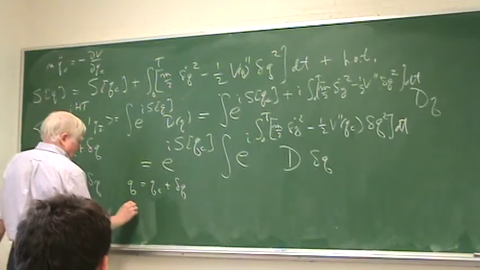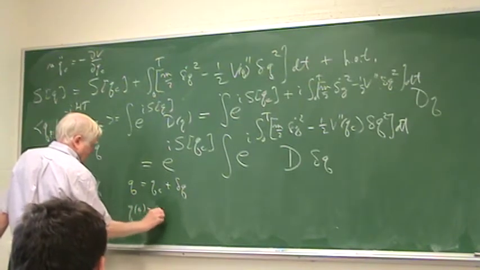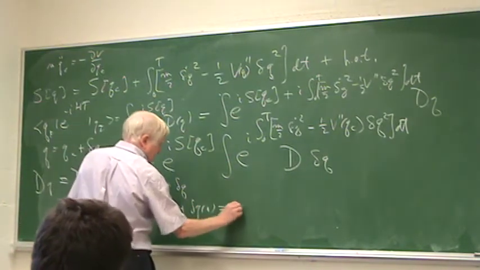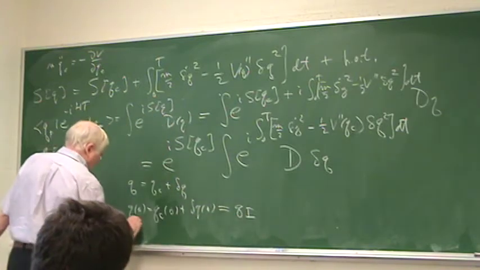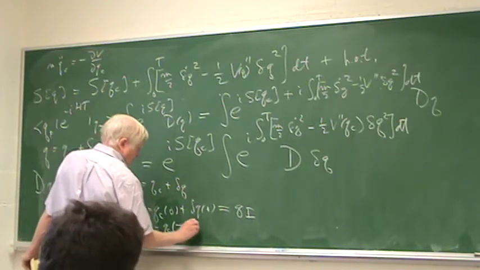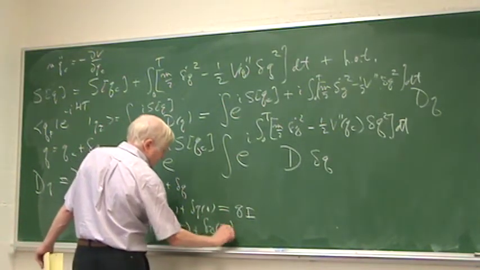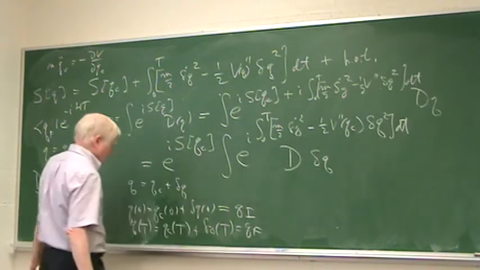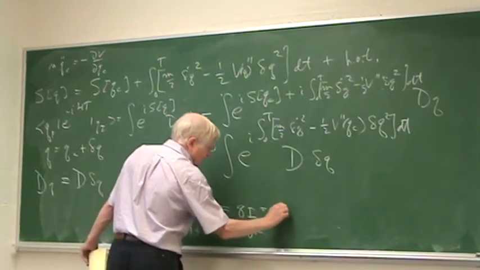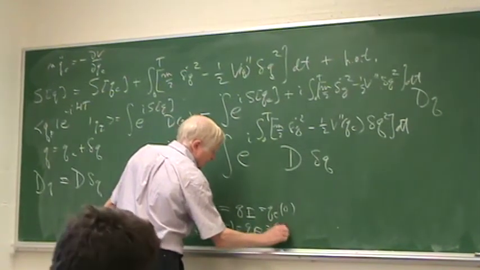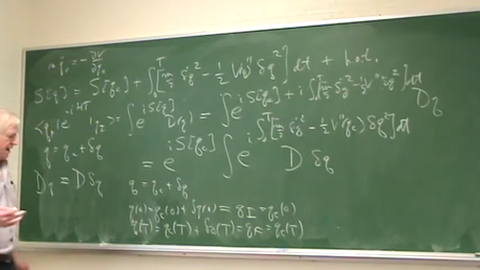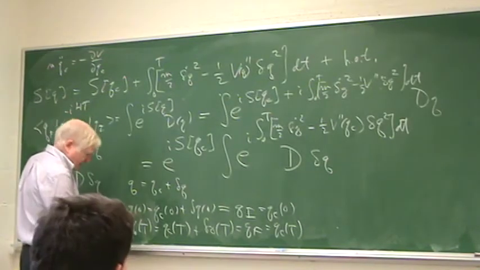Q of 0 is Q classical of 0 plus delta Q of 0, and this has to be Qi. Q of big T is Q classical of big T plus delta Q of big T, and this has to be Qf. On the other hand, the classical path goes from Qi to Qf, and every path goes from Qi to Qf.